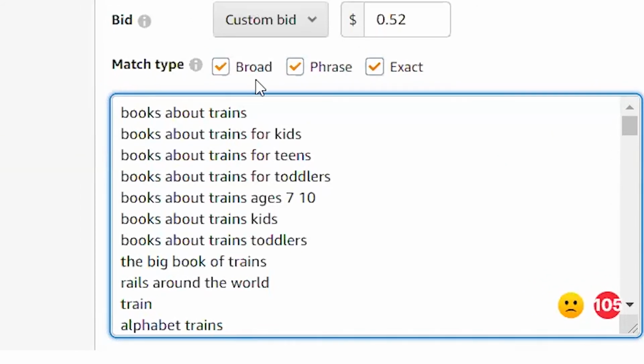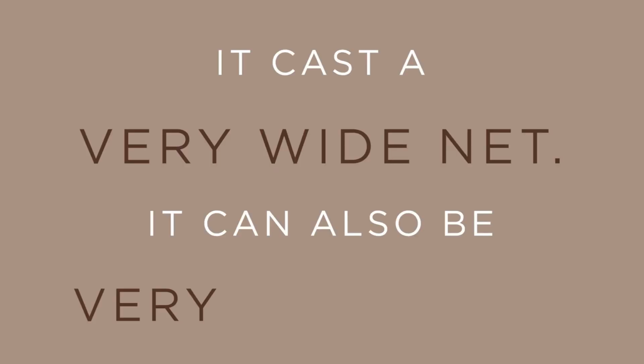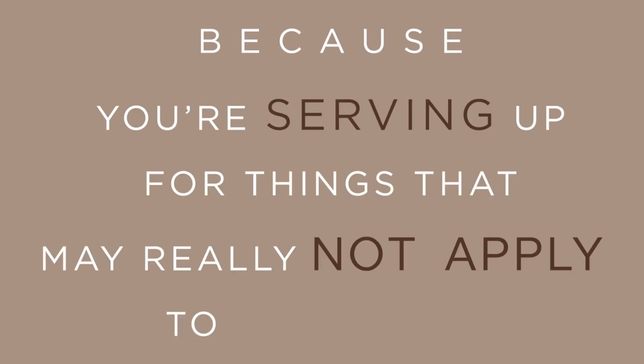I'll go over what is broad, what is phrase, and what is exact. Books about trains. So if we were saying, let's move that over and make it broad, then "books about trains" could also be served up for things that say books about a number of other topics, right? Because the words "books" and "about" would be in the search term. So it would be very broad. It casts a very wide net. It can also be very expensive because you're serving up for things that may really not apply to your book, and so you might be paying for clicks that don't really convert.